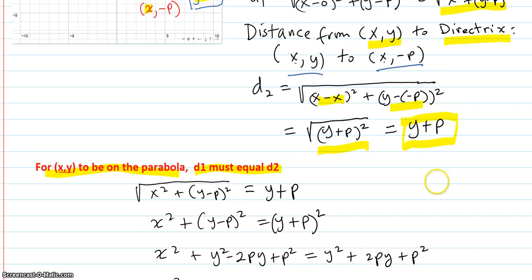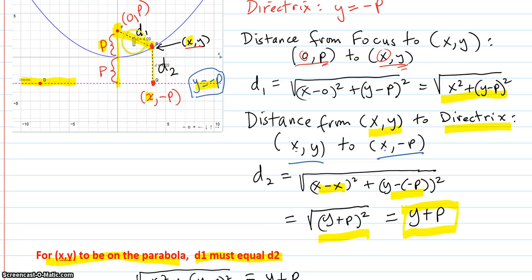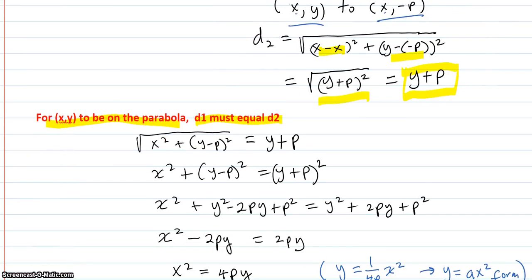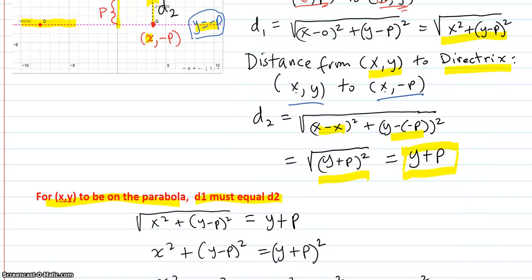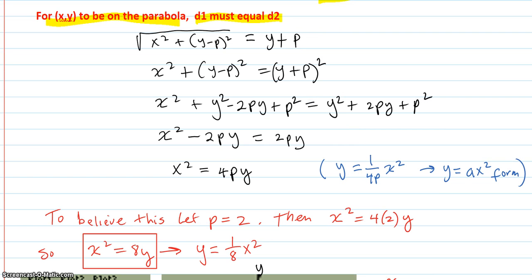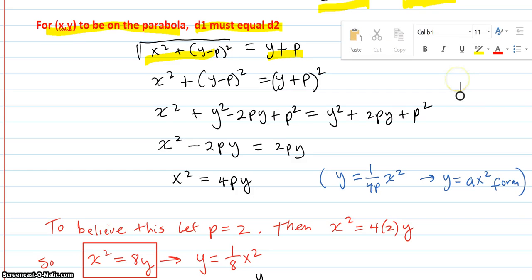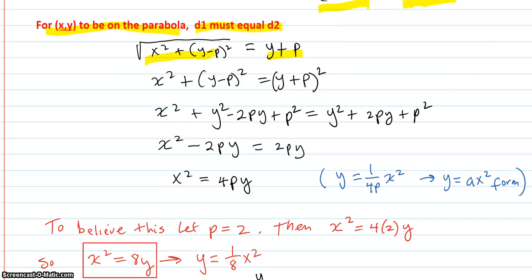Now, for xy to be on the parabola, the whole idea is that d1 has to equal d2. These two distances here and there have to be equal, or else xy is not on the parabola. So you're going to set d1 equal to d2. Now, you square both sides, and you get this on the left, you get this on the right.